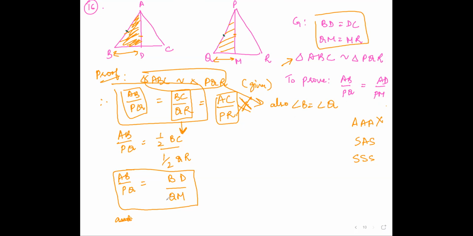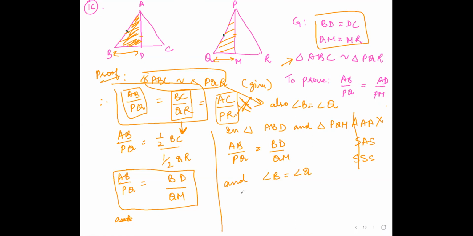So now take your small triangle. In triangle ABD and triangle PQM, now see what do I have. I have AB by PQ is equal to BD by QM. All right. And I also have angle B is equal to angle Q. So by which criteria? SAS criteria. These two triangles are similar.